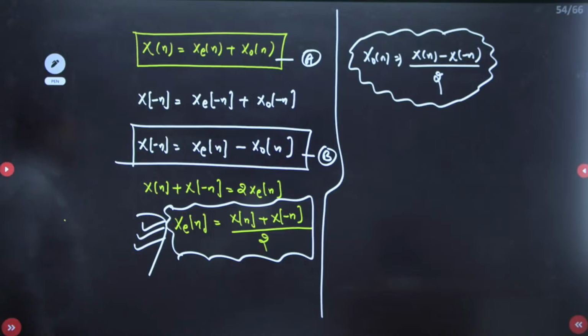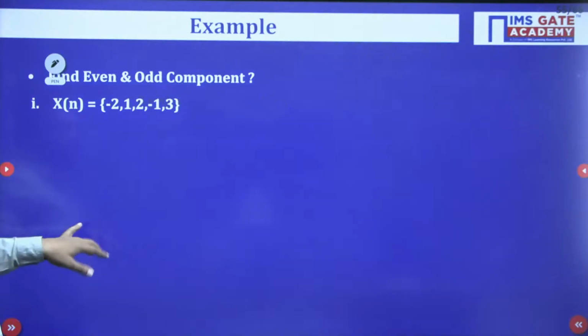Yes or no? Okay, so I think this part is clear.